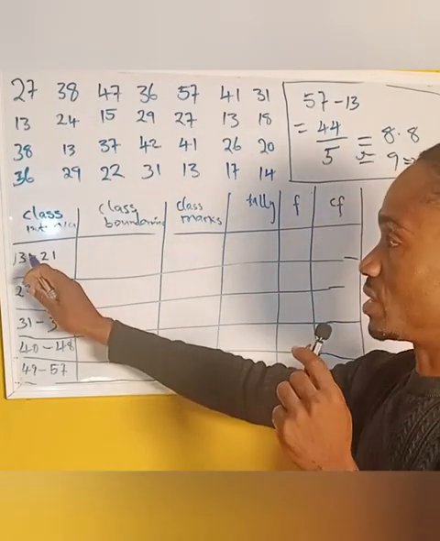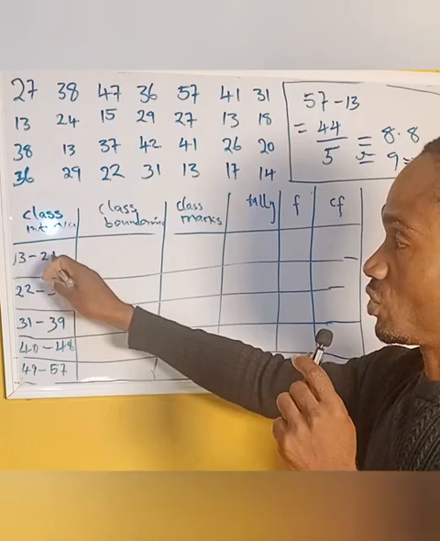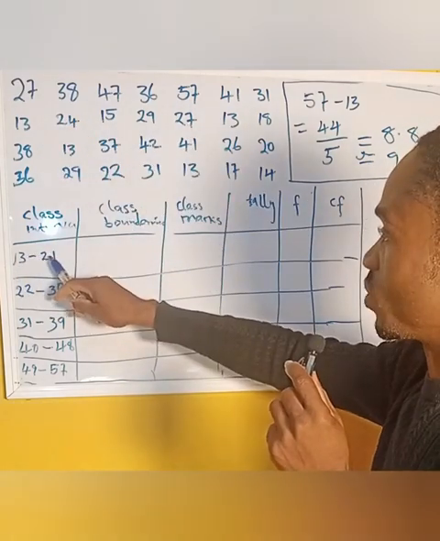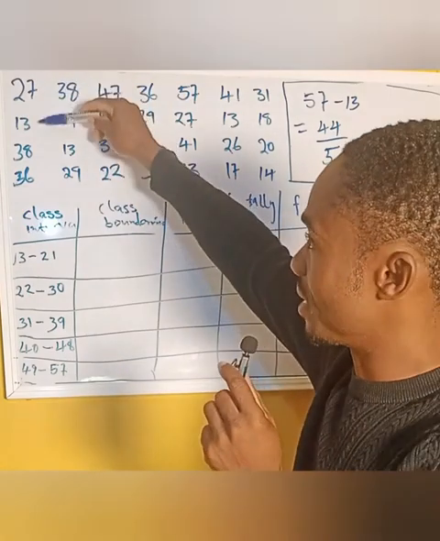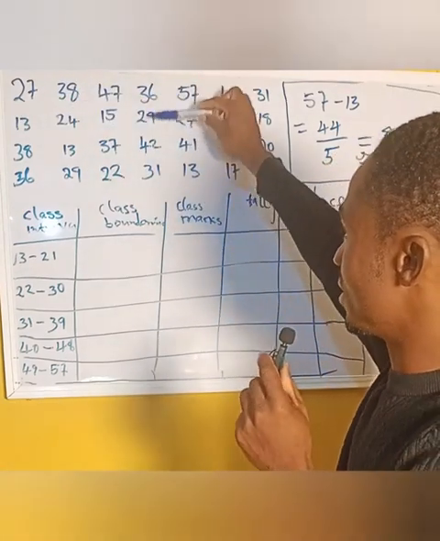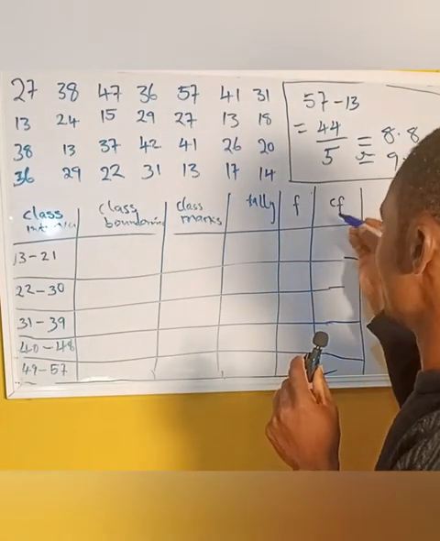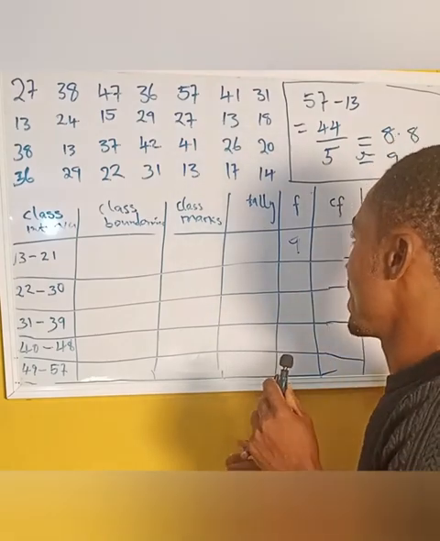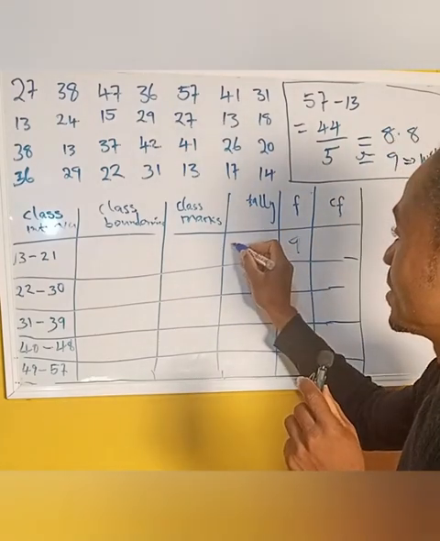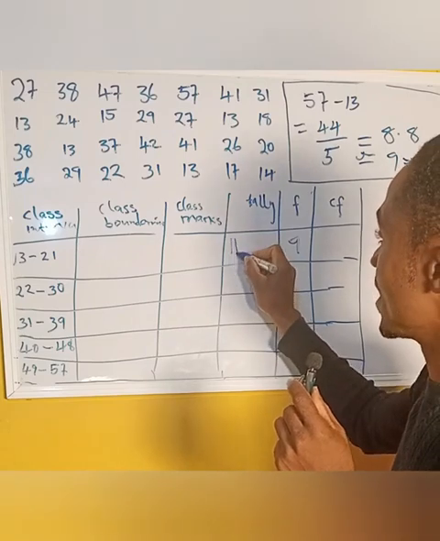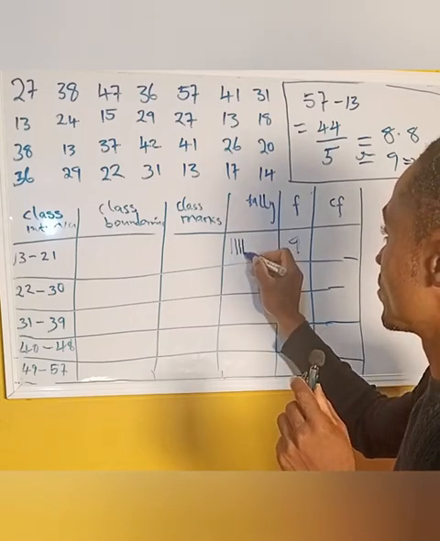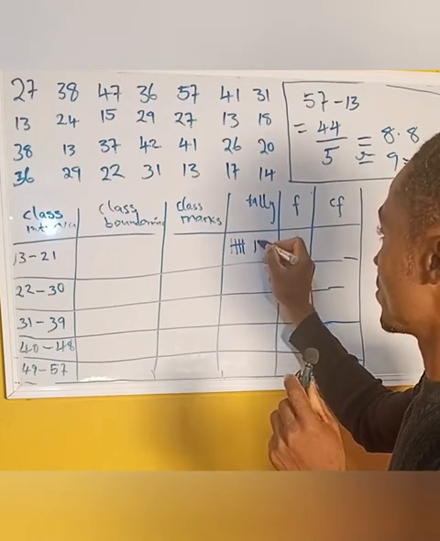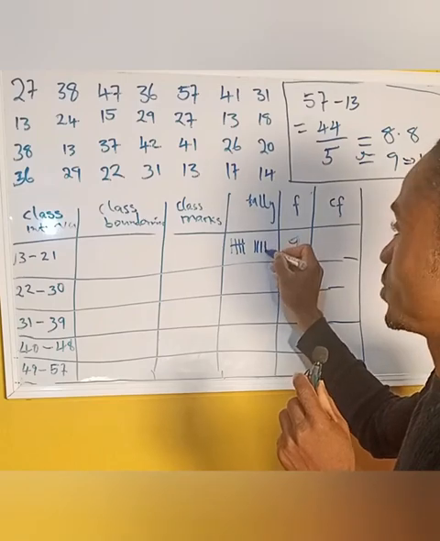Now, how do we go about it? You come to this and check from 13 to 21. How many of your data set fall in between this one? If you count, you have 13, 13, 13. If you do it very well, you are going to have 9. By tally, you stroke the fifth one. All right, this is your 9.